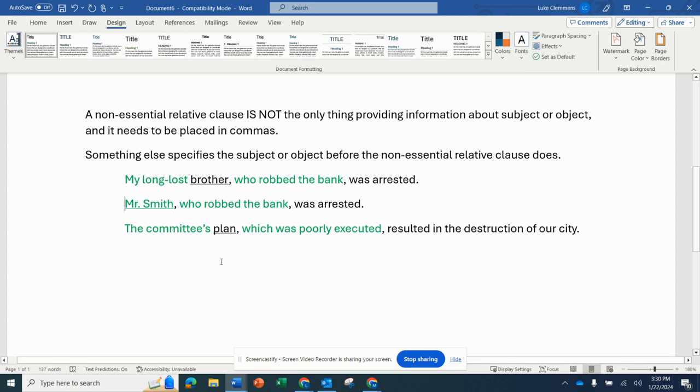Example number 3, the committee's plan, which was poorly executed, resulted in the destruction of our city. Okay, plan is the subject, and again, it's already specified when we say the committee's plan. Okay, of all the plans in all the world, which one are we talking about? We're talking about the committee's plan. Okay, so it's specified, and now this here is extra, non-essential, put it in commas. And that's the difference. Okay, if it's essential, it's the only thing specifying the subject or object, no commas. If it's non-essential, something else specifies it first, or specifies the subject or object first, place it in commas. And that's that.